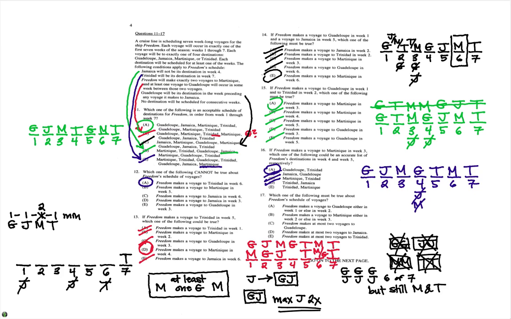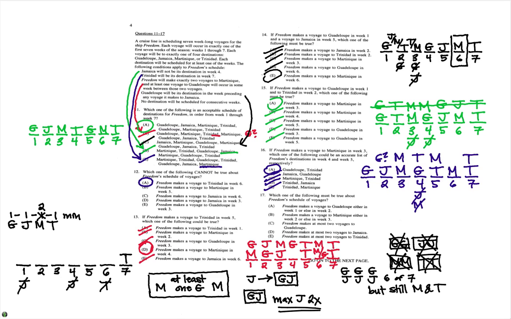So A is the correct answer. You notice E, if we had Trinidad and Martinique show up 4th and 5th, that would violate the rule of having at least one Guadeloupe between our trips to Martinique. Which brings us to question 17.